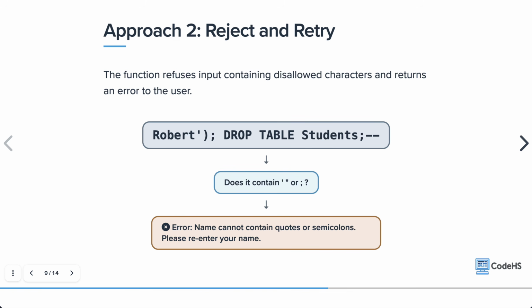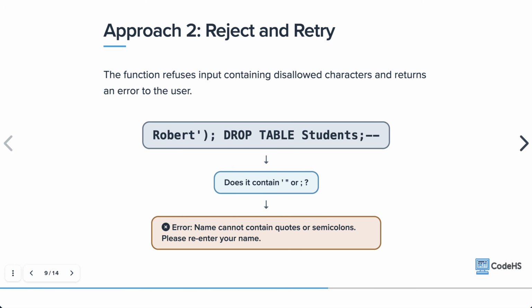When the answer to that question is yes, the input gets blocked. The new box you see is the error message the application sends back. "Error. Name cannot contain quotes or semicolons. Please re-enter your name." The input never reaches the database. The user has to type the name again.